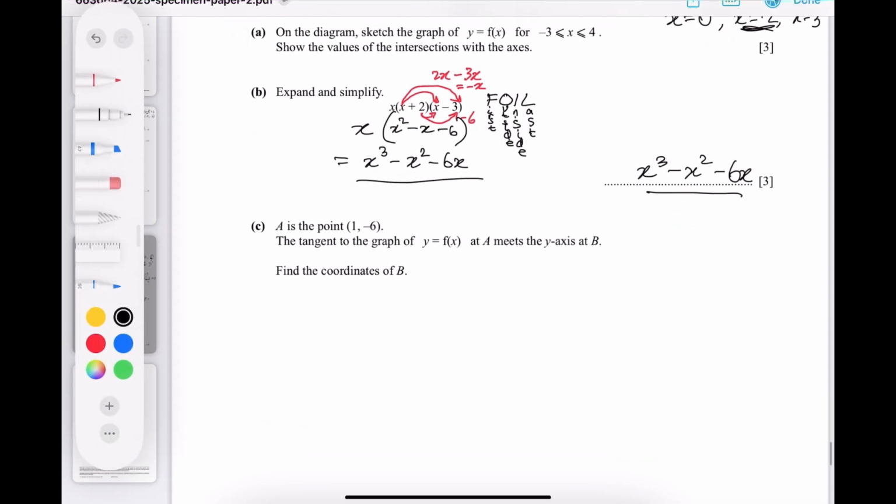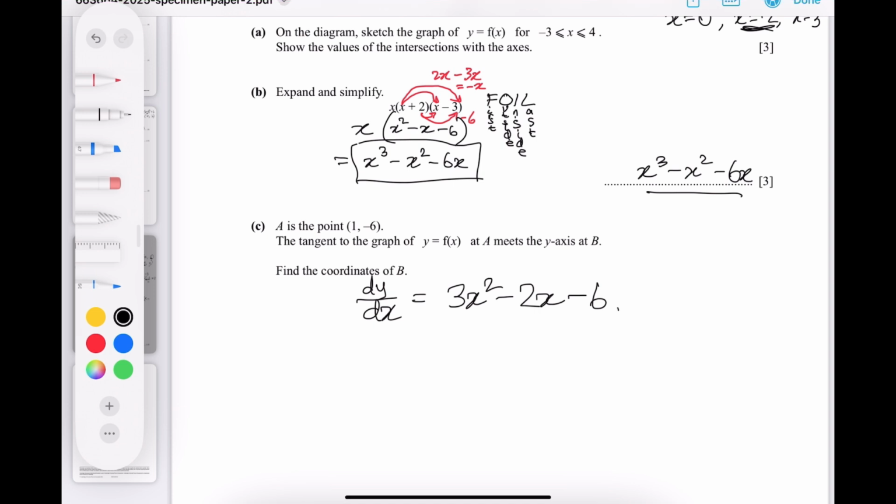So first of all, we have to differentiate the function. So dy by dx, we know that the original function is here, x cubed minus x squared minus 6x. And if we differentiate it, you should know how to differentiate. It's also in my formula booklet. It's equal to 3x squared minus 2x minus 6.